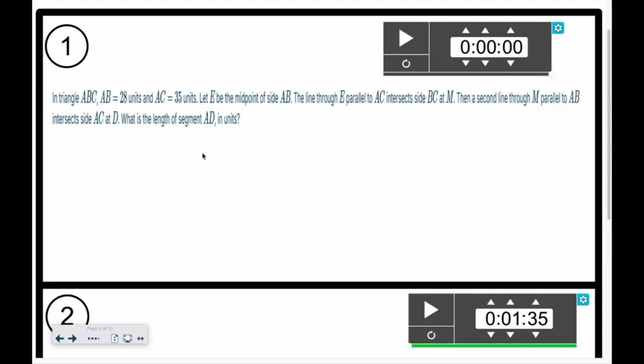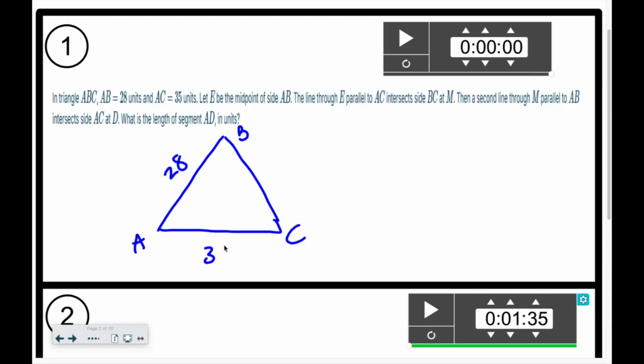Okay, so what I did on this problem was first just draw it out. So we have this triangle ABC. It says AB is 28, AC is 35, and E is the midpoint of AB, and a line through E is parallel to AC and intersects BC at M. So the first thing is we know that E is the midpoint, and since the line is parallel to the third side, that tells us that M is the midpoint as well.